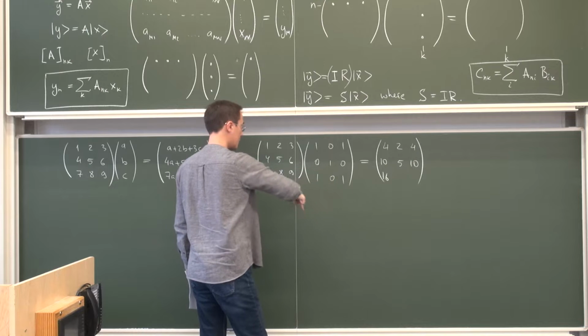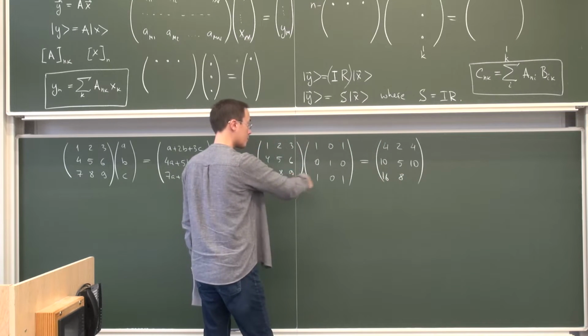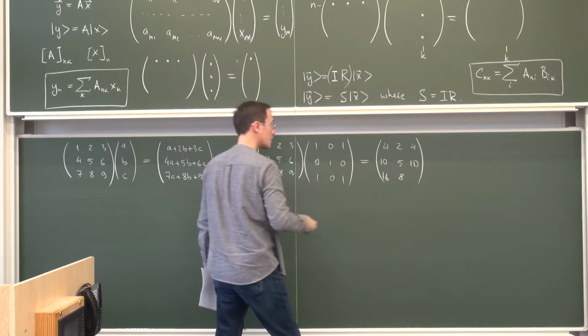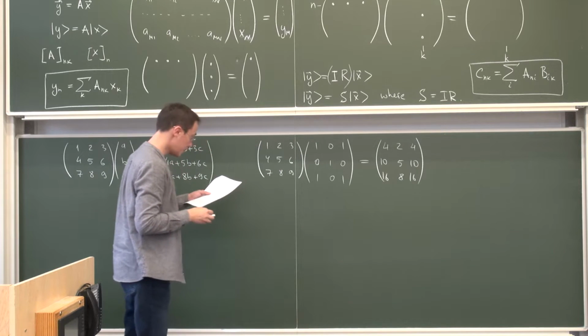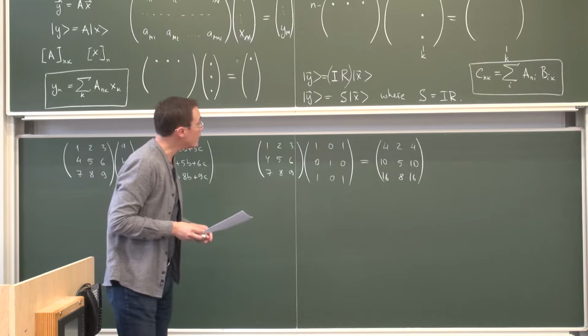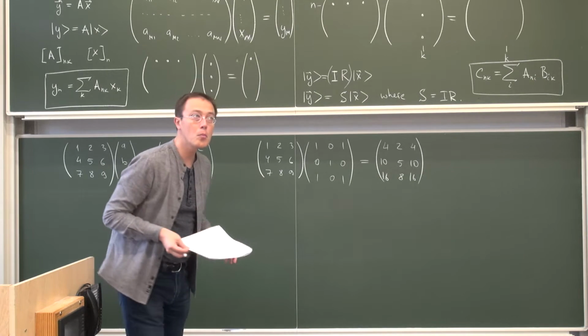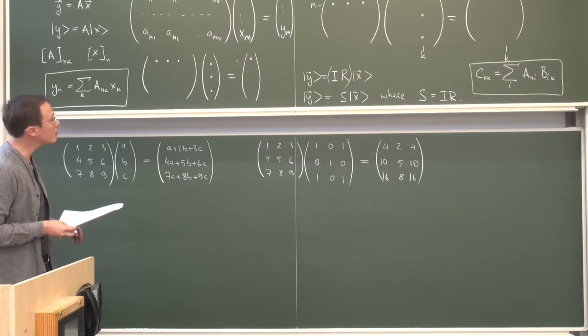Third row, second column, 8. And third row, third column, 7, 9, 16. That is how you multiply matrices, and you will get plenty of practice with it. Now, we need to introduce a few more auxiliary operations that one can do with matrices.